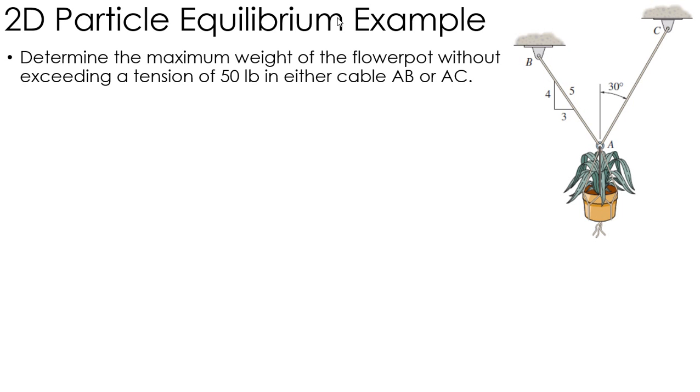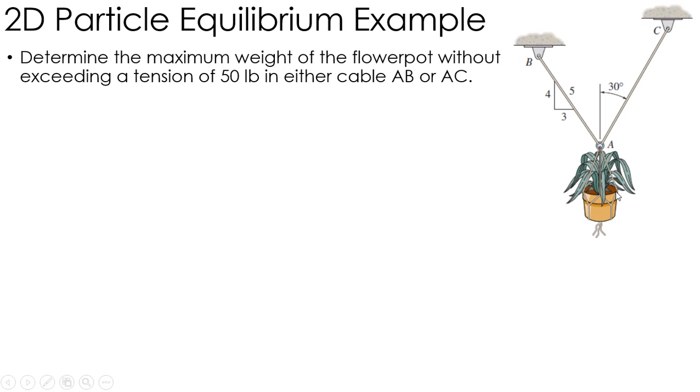In this problem, we want to figure out the maximum weight of this flower pot, knowing that the cables can only hold 50 pounds. That doesn't mean each cable is holding 50 pounds. What it means is that's the maximum amount that either cable can hold. So one of them will be at 50, the other will be at something less than 50. And we want to figure out what weight will cause that to happen.